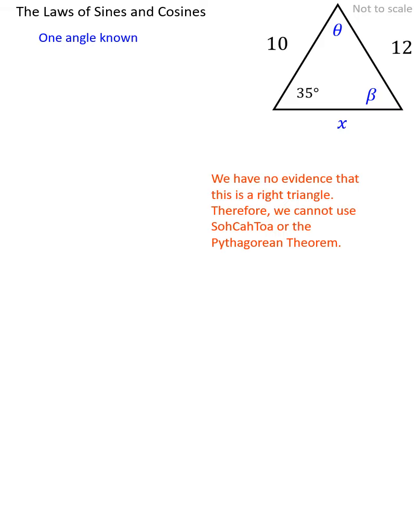And because we don't know, we cannot use SOHCAHTOA, and we cannot use the Pythagorean theorem. Those are both right triangle specific formulas. If you watched my video on SOHCAHTOA, or right triangle solving, you may recall that we had 8 equations of the triangle, and out of those 8, the only one that was general to all triangles was the 180-degree rule for triangles. So again, without any evidence here, we don't have the option to use SOHCAHTOA or the Pythagorean theorem.